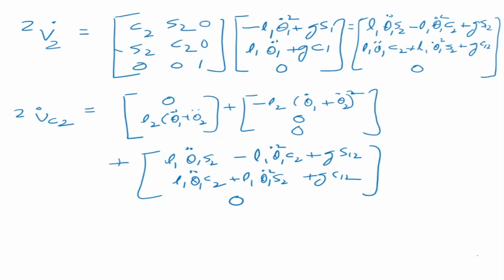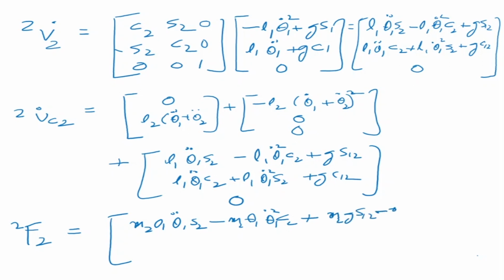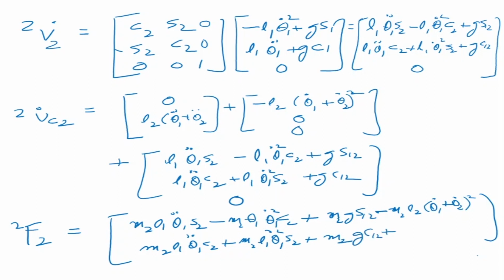Now based on the acceleration, I multiply this with mass and I get the force acting on the CG. So F22 is equal to the force acting, which is M2 L1 theta 1 double dot S2 minus M2 L1 theta 1 dot squared C2 plus M2 G S12 minus M2 L2 theta 1 dot plus theta 2 dot squared. Okay, and the second term is M2 L1 theta 1 double dot C2 plus M2 L1 theta 1 dot squared S2 plus M2 G C12 plus M2 L2 theta 1 double dot plus theta 2 double dot, and the third one is 0. So this is the force. What is the moment? So N2 is equal to 0 0 0. Okay.